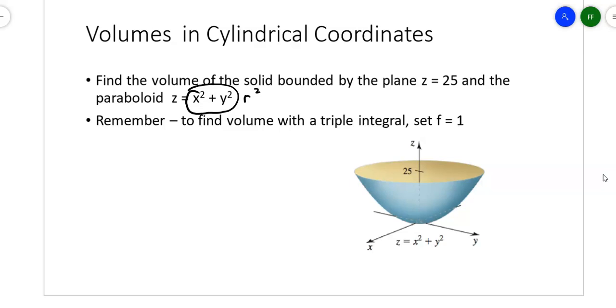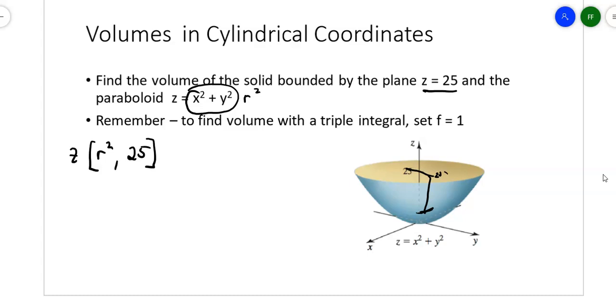If I want to know where the z values go, the z values go from this object here up to that lid at 25. So it goes up to the lid at 25, and it starts on whatever that object is there. So that object is x squared plus y squared, which we're actually calling r squared. So the z values don't go all the way down to the xy plane. The z values start at r squared, and they end at 25, right? That's the highest z value that you're going to get, because that plane puts a lid on my solid.